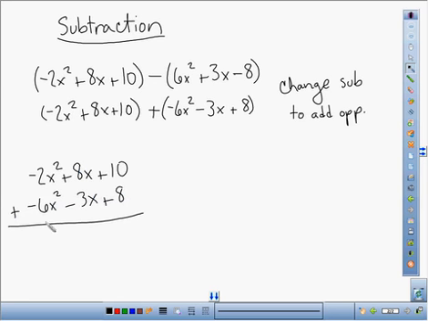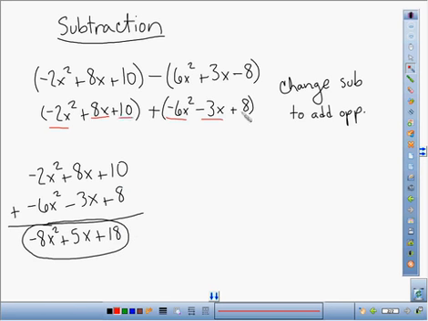And we just add. Negative 2 plus negative 6 is negative 8x squared. 8 minus 3 is positive 5x, and 10 plus 8 is 18. And that would be our subtraction. We could have done the same thing up here with stacking, or with gathering. Negative 2 and negative 6, 8 and negative 3, 10 and positive 8. So the key to subtraction is to change it to addition. Make it adding the opposite, but you do have to change all of the signs in here.